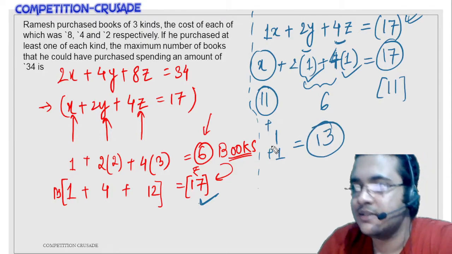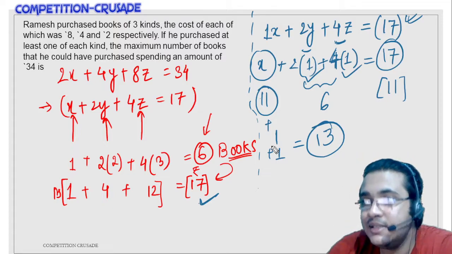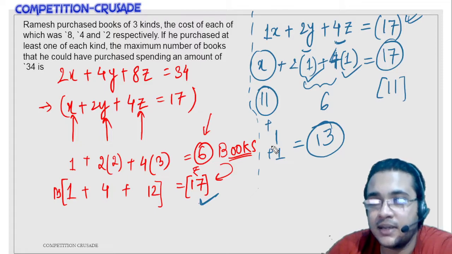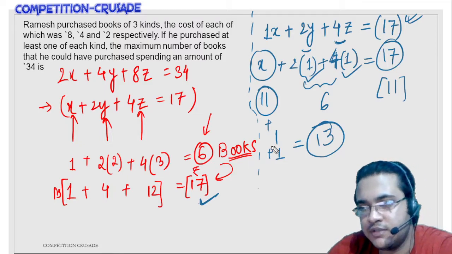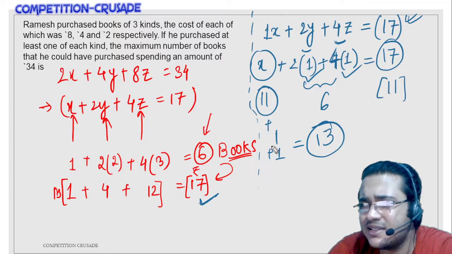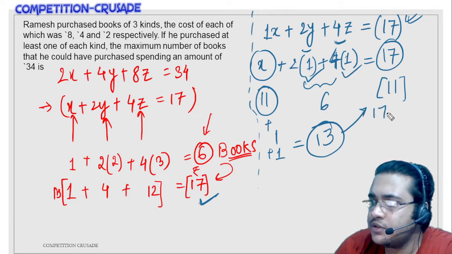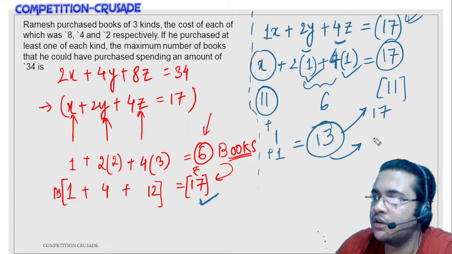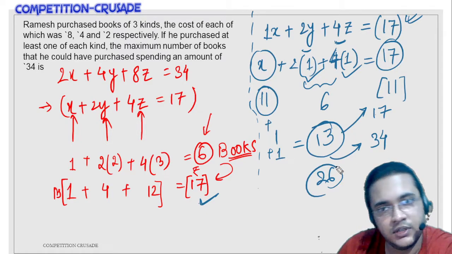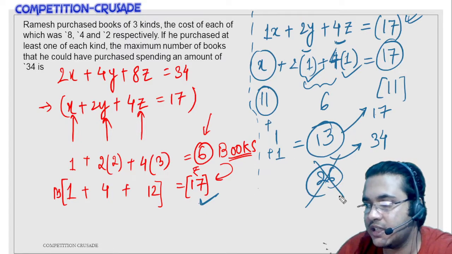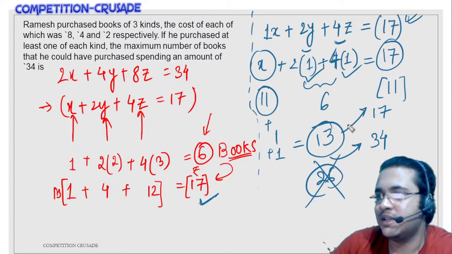Okay, I hope that makes sense. So 13 is the number that is going to be the maximum number of books that the person Ramesh can purchase with the amount of money which is with him. Now it doesn't matter, this 13 only corresponds to 17. Don't do it: 26 won't be the answer for 34. So 13 is only going to be the answer. 26 is not the answer. Answer is 13 only. Okay, I hope this makes sense.